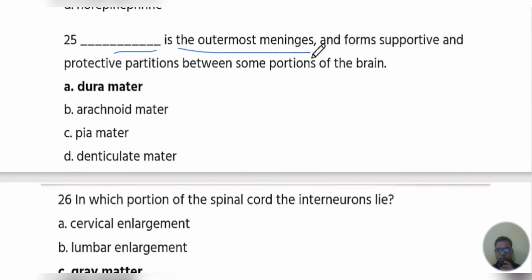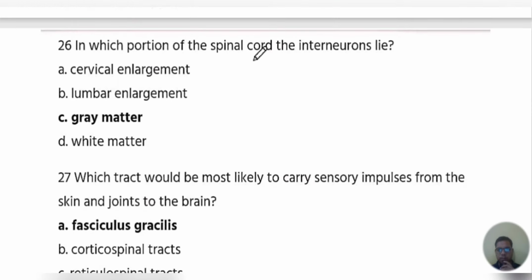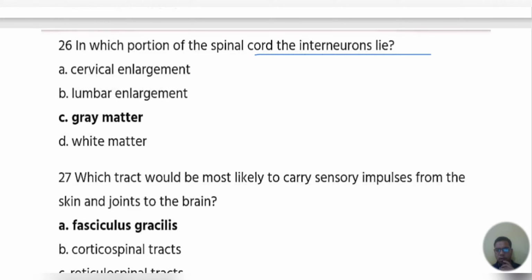Dura mater is the outermost meninges and forms a separating and protective partition between portions of the brain. The answer is A, dura mater. Okay. Next is question number 26. In which portion of the spinal cord do the interneurons lie? The answer is C, gray matter.